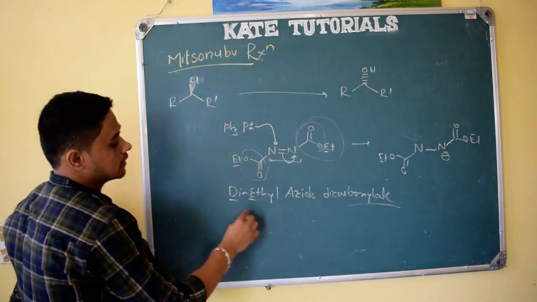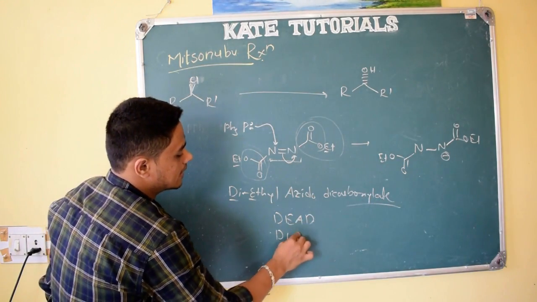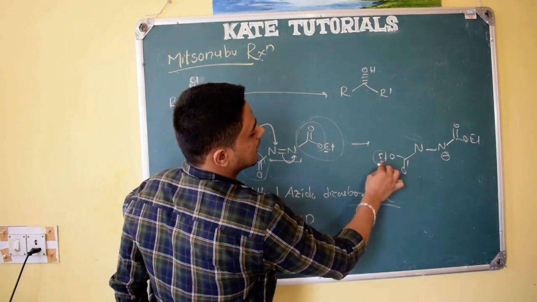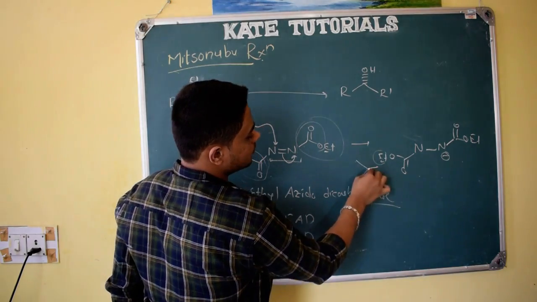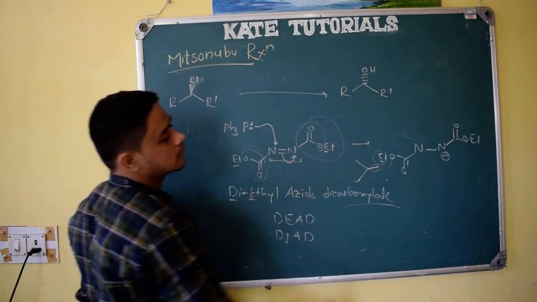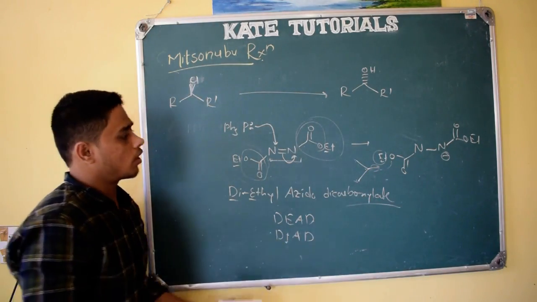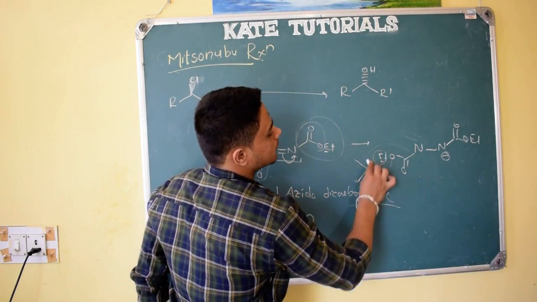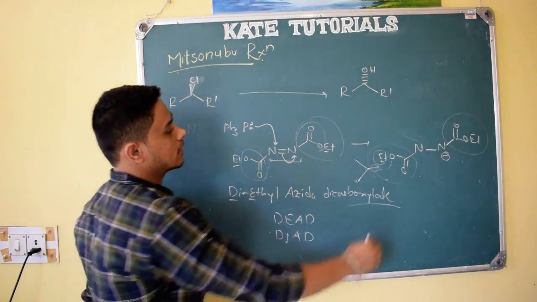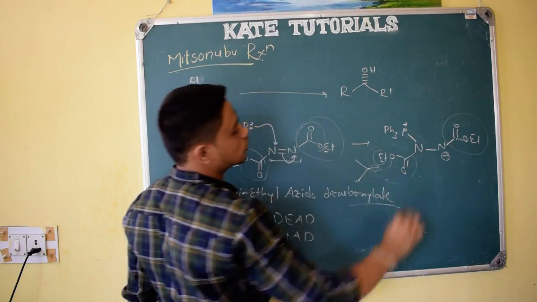Should we use only DEAD? No, it is not the case. DIAD also we can use, where I means isopropyl. Instead of ethyl, we use isopropyl, CH3, CH3, linked to oxygen, right? Or we can use any electron withdrawing group attached to this nitrogen. Here we get the phosphorus bond, PPh3, and phosphorus gets a positive charge.